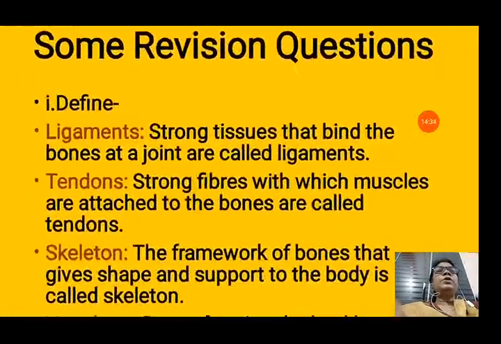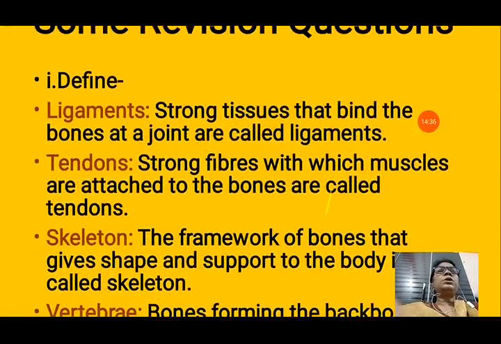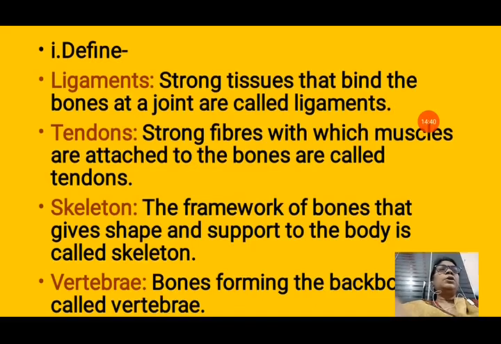Now some revision questions are there for you. Some important terms are there. Define ligaments. What are ligaments? Strong tissues that bind the bones at a joint are called ligaments. That means bones are joined to bones with the help of a very strong tissue called ligament.